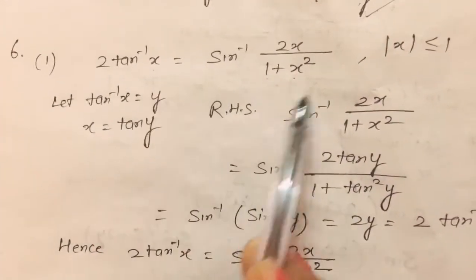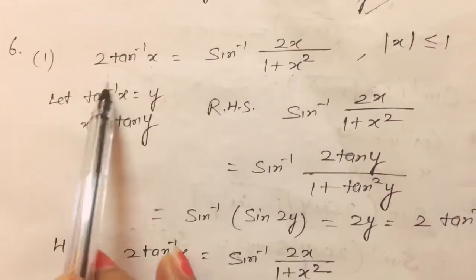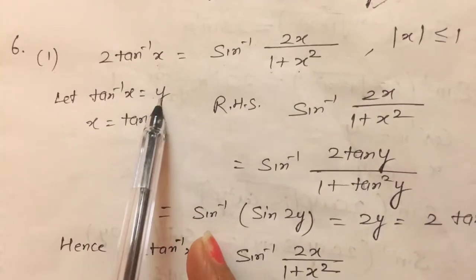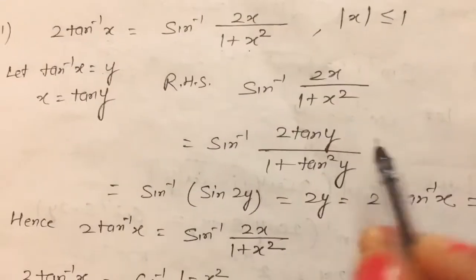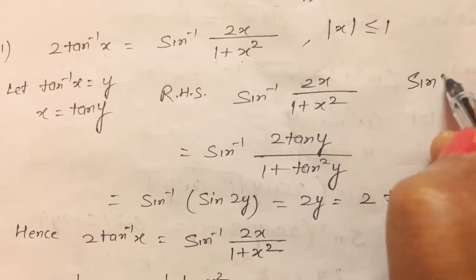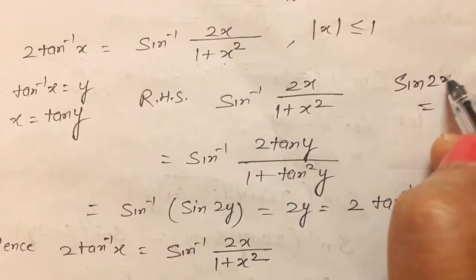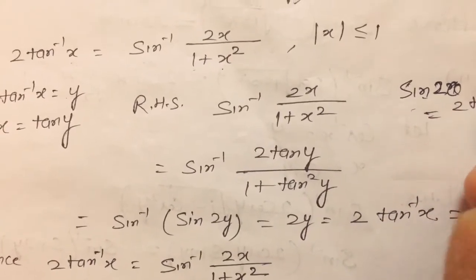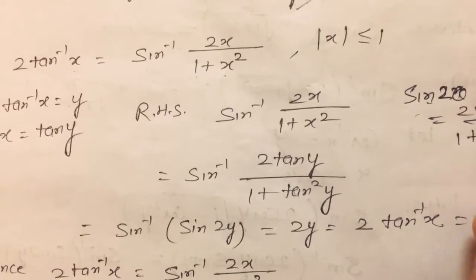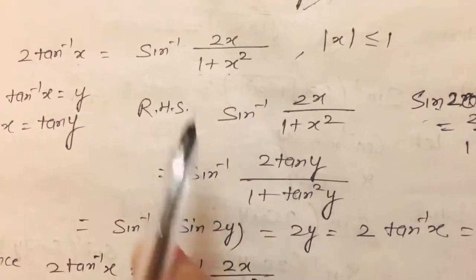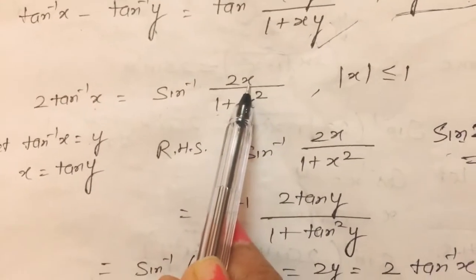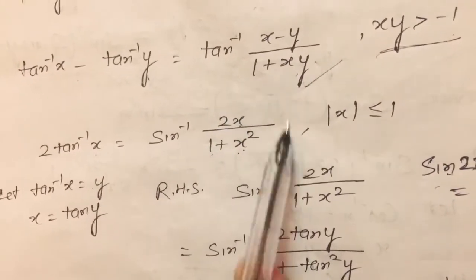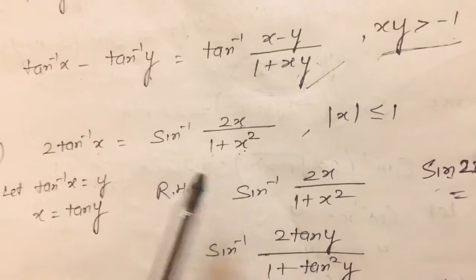So for showing this, we will take the small value as y. The small value is tangent inverse x, so we will take it as y, and we know the sin 2x formula. In trigonometry we have done this formula: sin 2 theta is equal to 2 tangent theta upon 1 plus tangent square theta. So look at this, if x is equal to tangent theta here, then 2 tangent theta upon 1 plus tangent square theta will be sin 2 theta. So we will use this formula here.